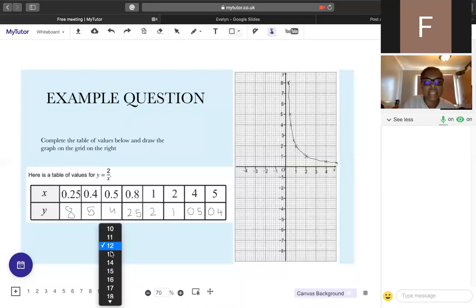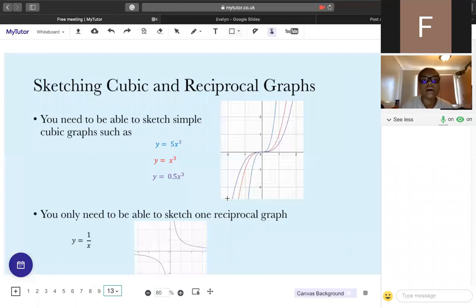So if we continue, when we are going through cubic and reciprocal graphs in your exam, also part of your specification, you're expected to know how to sketch cubic and reciprocal graphs. Now, because cubic and reciprocal graphs are a little bit more challenging than quadratic graphs, you only need to be able to sketch simple cubic graphs and sketch only one reciprocal graph. And the only one reciprocal graph you're expected to know how to sketch is 1 over x, which is the one at the bottom of the screen.